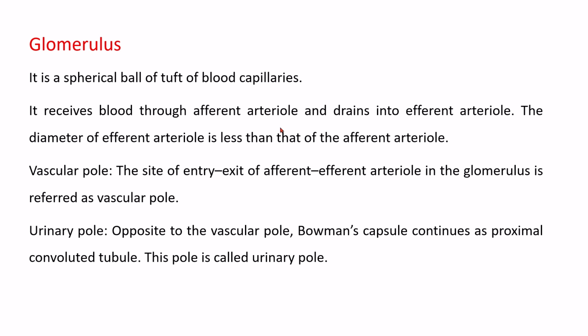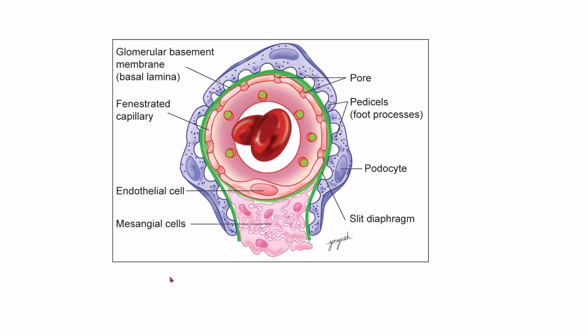Glomerulus, it is a spherical wall of tuft of capillaries. It receives blood through afferent arteriole, drains into the efferent arteriole. The diameter of the efferent arteriole is less than that of the afferent arteriole. The site of entry and exit of afferent and efferent arterioles in the glomerulus is referred to as the vascular pole. Urinary pole, opposite to the vascular pole, where Bowman's capsule continues as proximal convoluted tubule. This pole is called as the urinary pole.